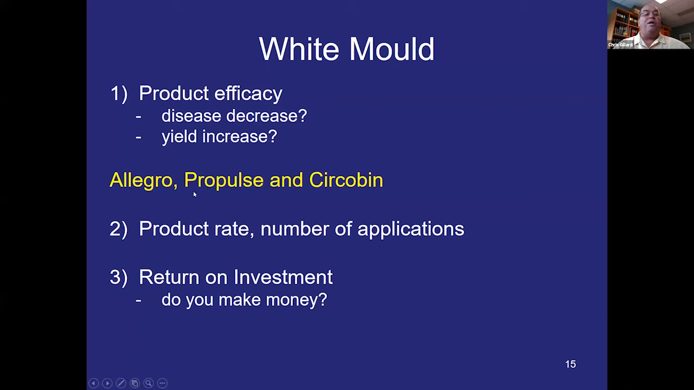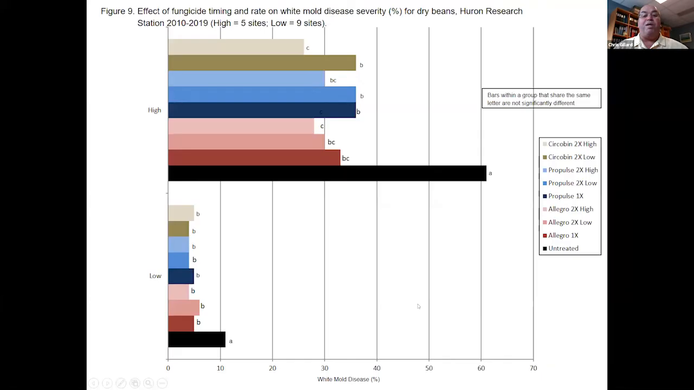Okay, so what we've accomplished so far, we've identified Allegro, Propulse, and Cercoban as effective products. They decrease disease, they increase yield in beans. So let's talk about rate and number of applications. So I've set up a couple of slides here to describe that.